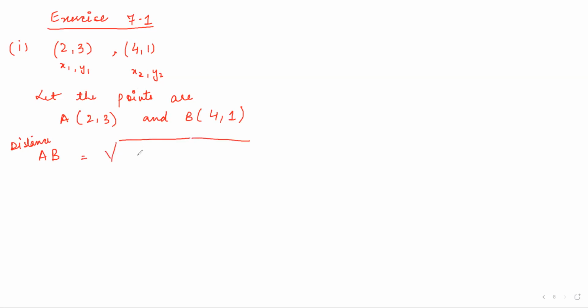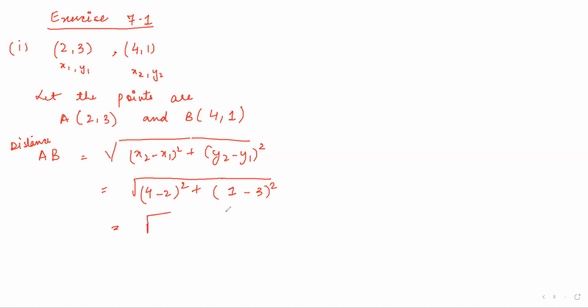First mention the formula: x2 minus x1 whole square plus y2 minus y1 whole square. So put the values. What is x2? 4. And what is x1? 2. And plus y2 is 1 minus 3 whole square. Then this is 2 whole square and this is minus 2 whole square. So this is 4 plus 4, which is under root of 8, which you can write as 2 under root 2 units, obviously, right?